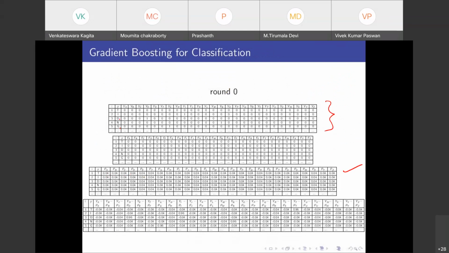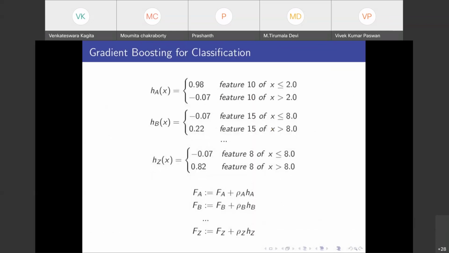So what next? You have to compute the residual part, YA minus PA, which is the negative gradient. We have got the entries as minus 0.04 at every place. Now we learn the rules using that function. These are the rules, H of x equal to 0.98 if feature 10 of x is less than some threshold. This is not a regression model, it is a decision tree like model we are fitting. This is HA of x, this is HB of x, this is HZ of x.